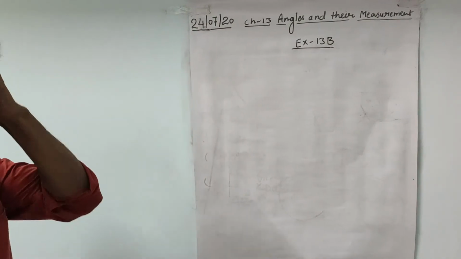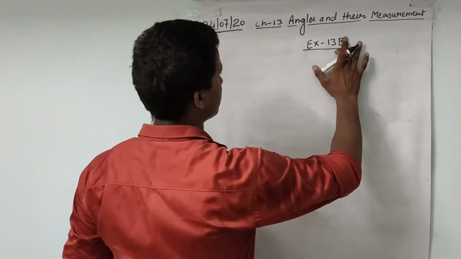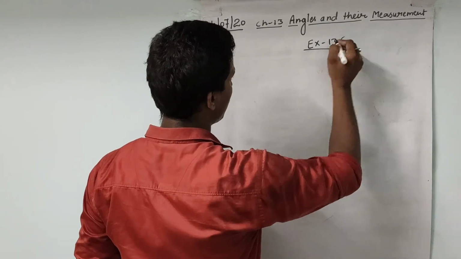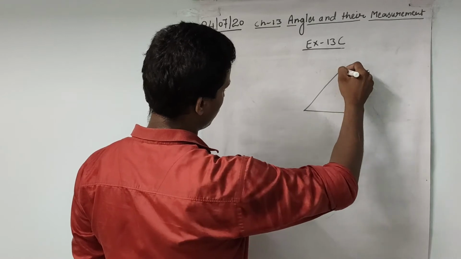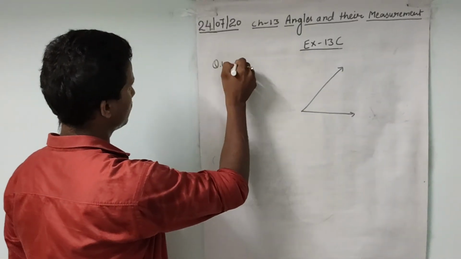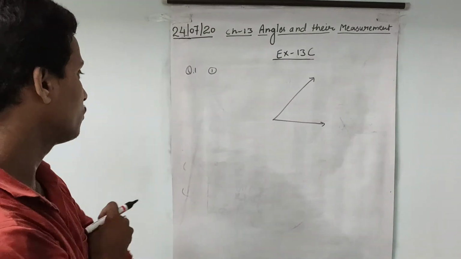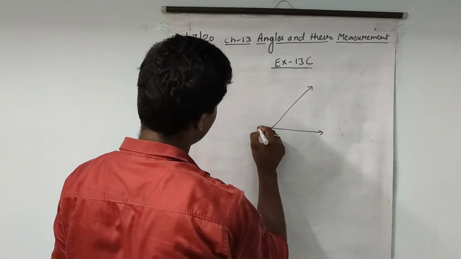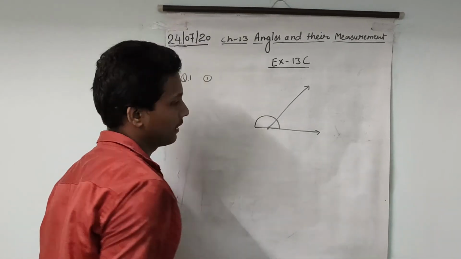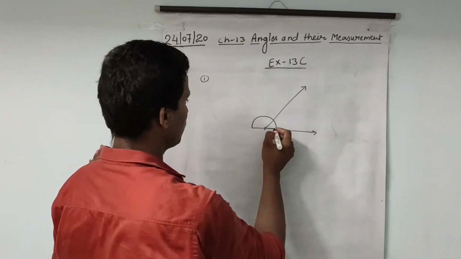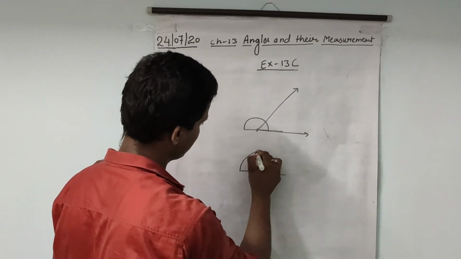Okay. For measuring the angles, you need to understand exercise 13C. Suppose the angle is given. First I am taking question number 1, part 1. So what you need to do is put your protector like this, and the center point will be at the vertex. If you are putting the protector here, you need to consider the 0.